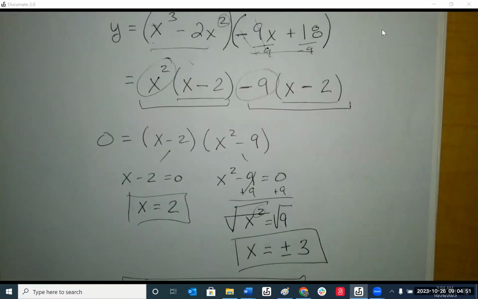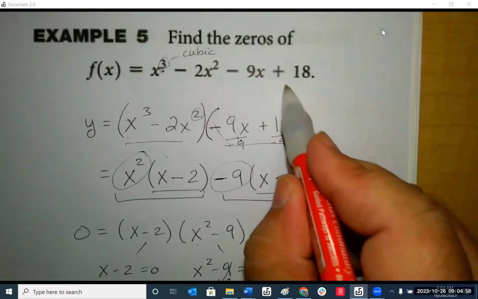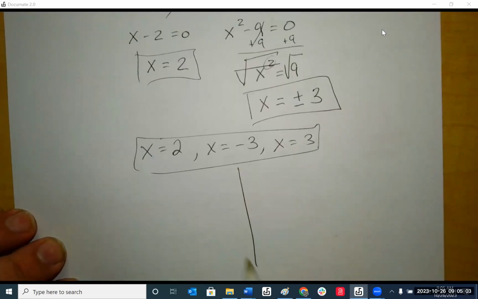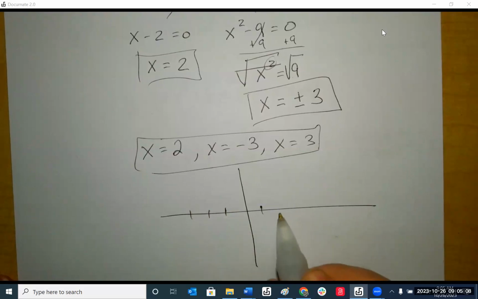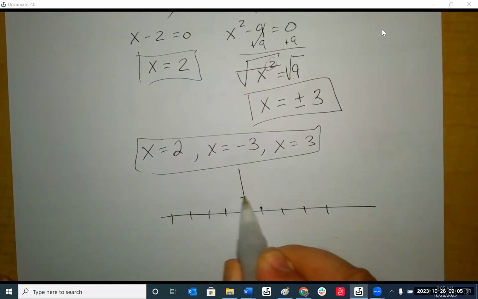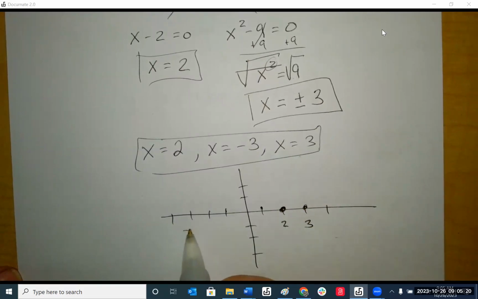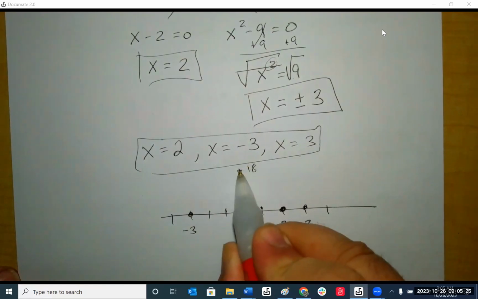And we know our y-intercept is going to be 18 because -2 times -9 is positive 18. Or we could look it up here. So we have our intercepts at +2, +3, and -3, and at +18.